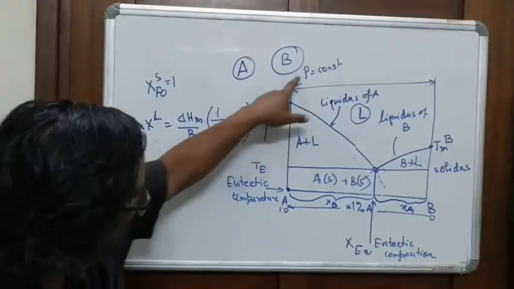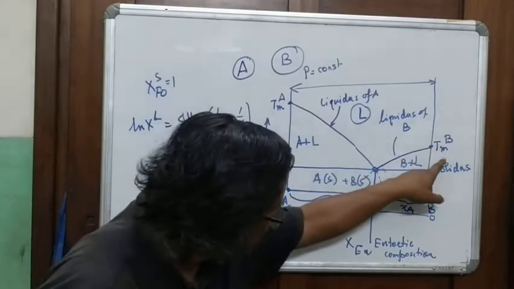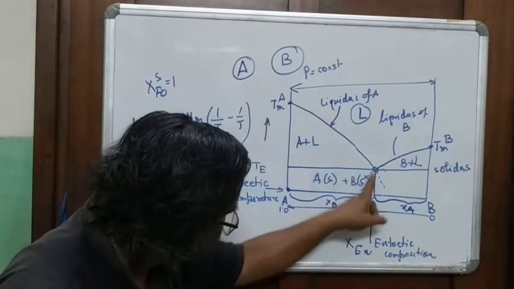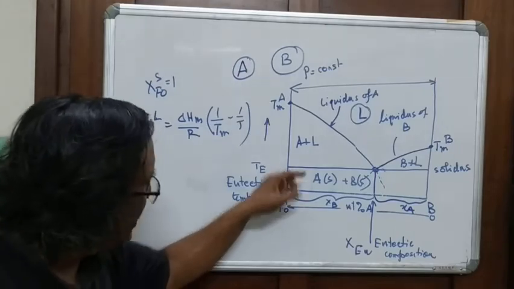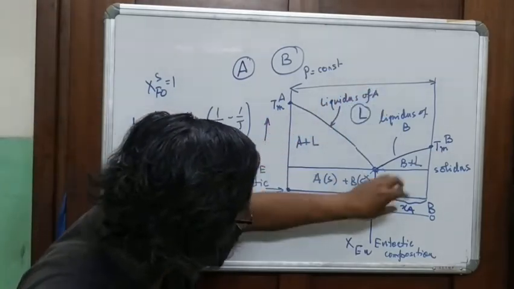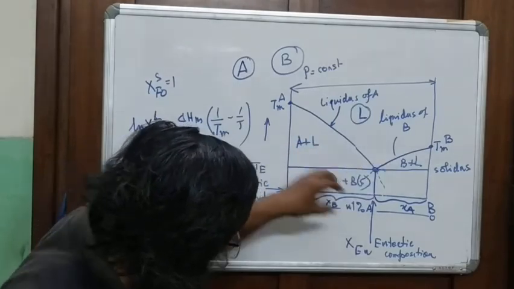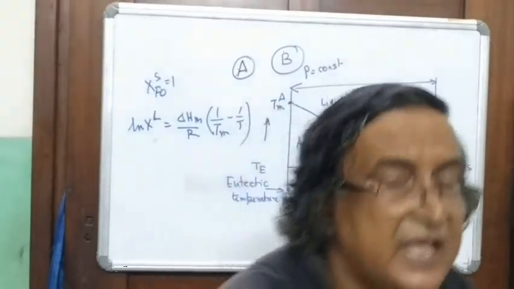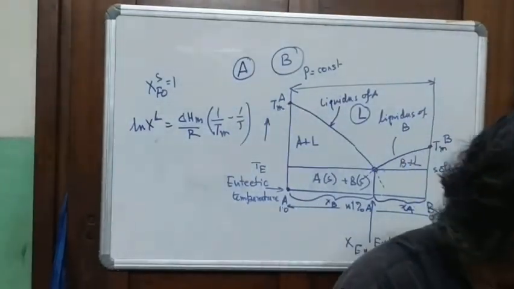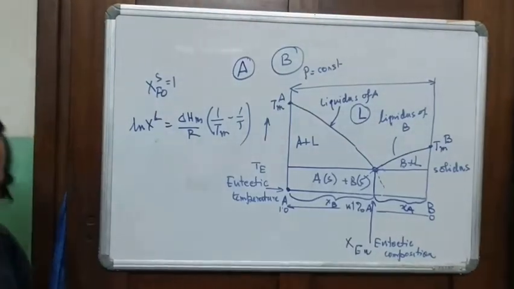So you have a melting temperature at a constant P, you have a melting temperature of A, you have a melting temperature of B, you have eutectic composition X, you have eutectic temperature TE, and this is your phase field liquid plus B, and liquid plus A. Below this you have A solid and B solid, not solid solution, they're separate solids, mechanical mixtures of pure A and pure B.